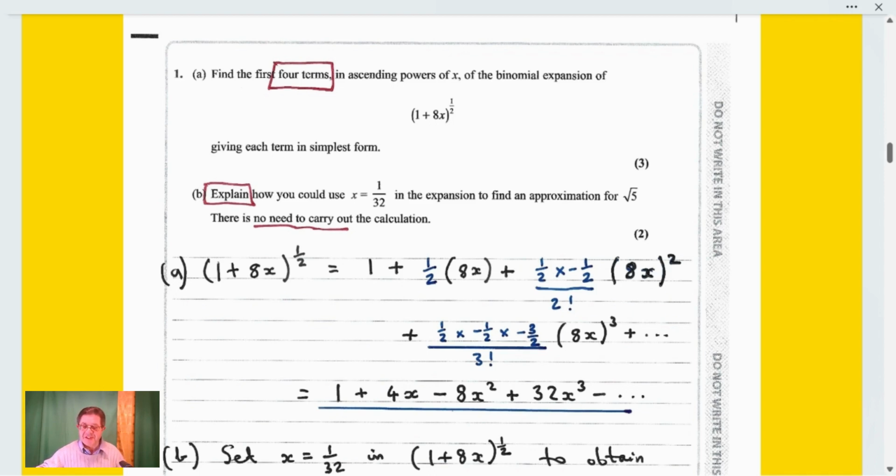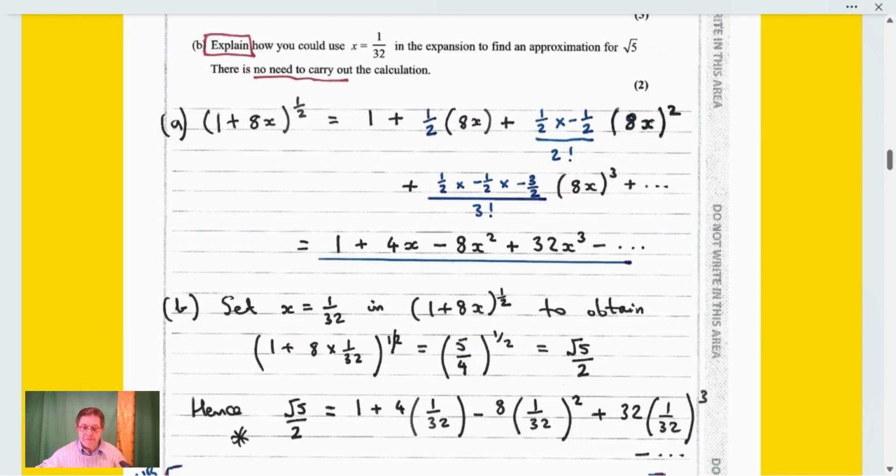For the final mark, we need to simplify the coefficients. It does say each term in its simplest form, so we don't want a half times 8, we do want 4. 1 plus 4x, take 8x squared plus 32x cubed, etc. It's 4 terms we want. If you give extra ones, they will probably ignore those, so long as you've got the first 4 correct. Ascending powers means simply we have 1, x, x squared, x cubed in that order.